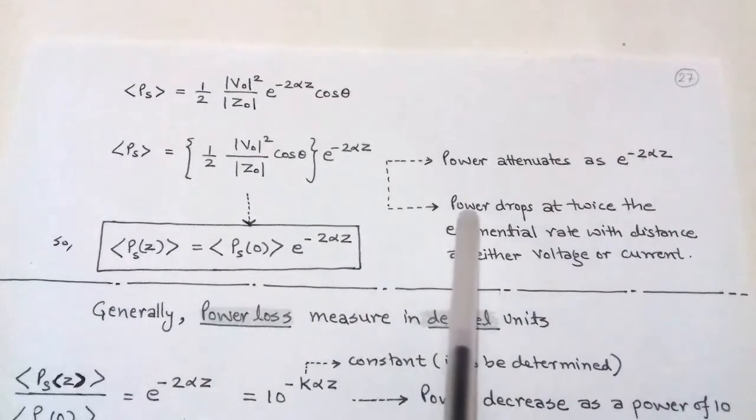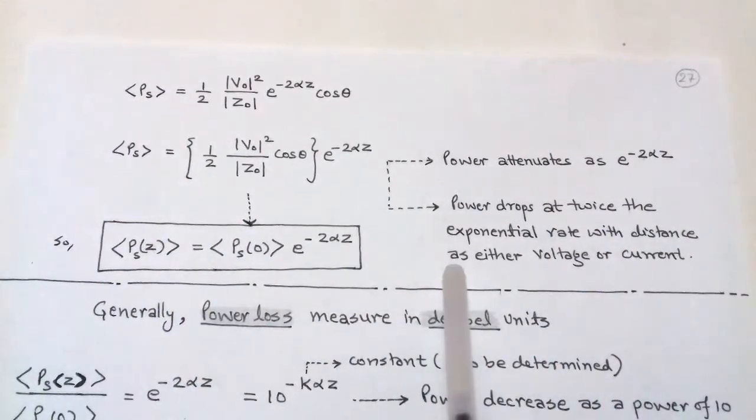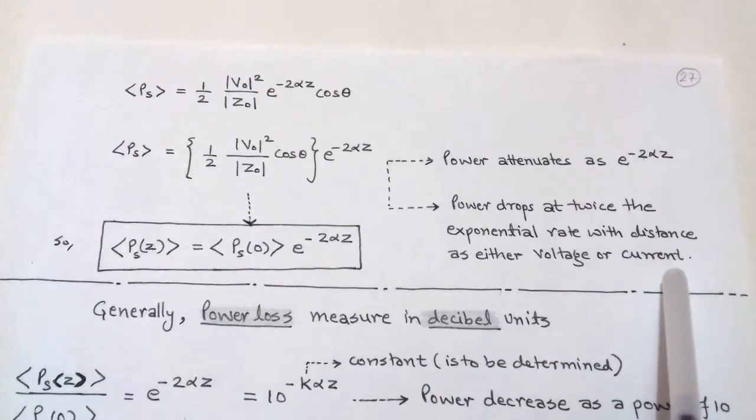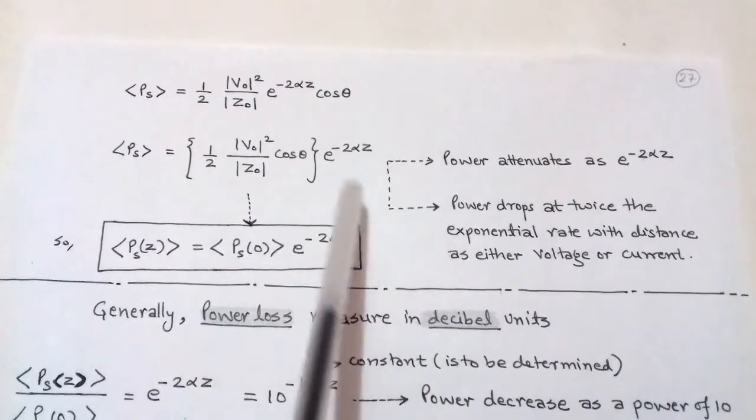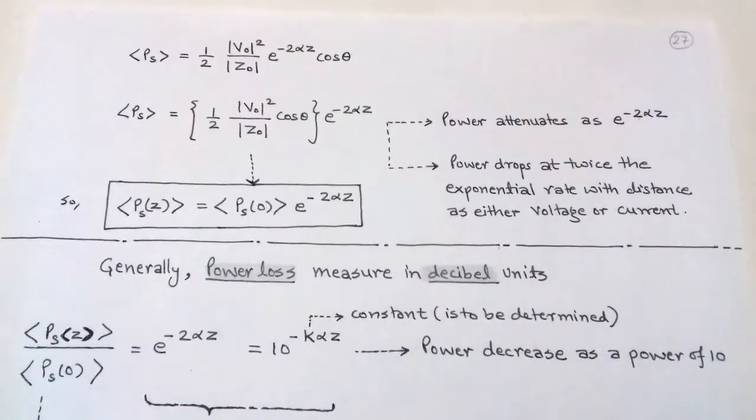So we can say that the power drops at twice the exponential rate with distance as either voltage or current, because here the factor is e to the power minus 2 alpha z. So the power drop is twice the exponential rate. So this is about the power transmitted over a transmission line over a specified distance, and this instantaneous power can be determined by using a real voltage and a real current.